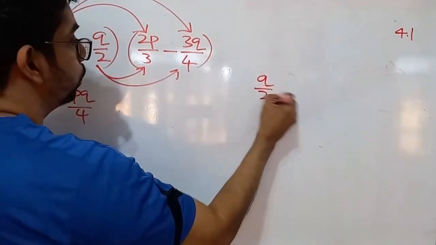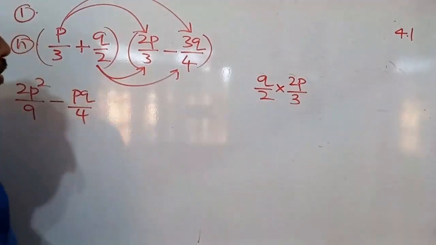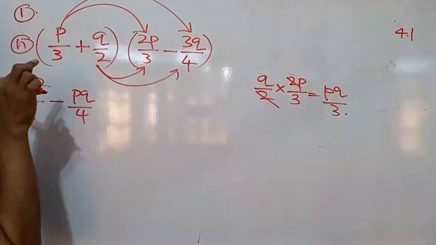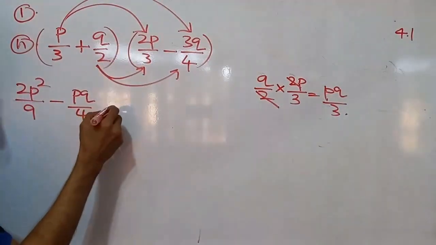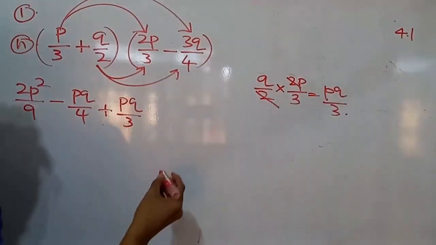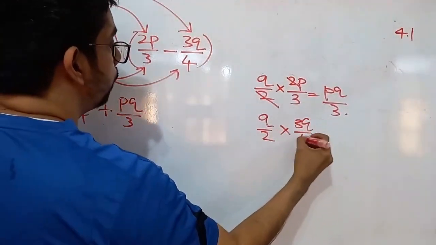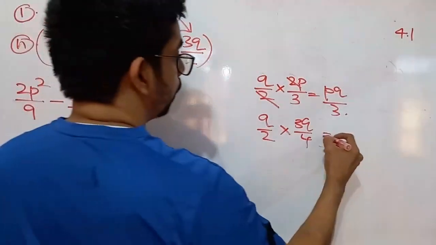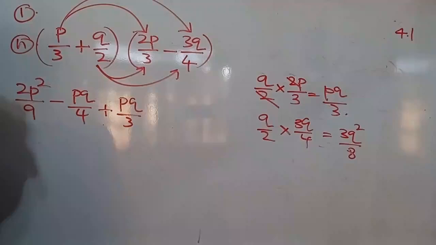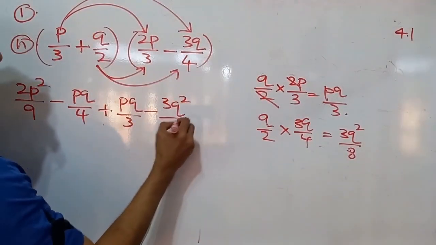Negative pq by 4. ඊළඟ මෙයාගෙන්. So q by 2 into 2p by 3. So we can cancel out the 2. So pq divided by 3. That is positive into positive. pq by 3. So that is positive into positive. That is also positive. Right. Then we have what? q by 2 into 3q by 4. So මෙතන ඉන්නේ මොකද්ද? 3q squared into 4 times 2, that is 8. But positive into negative, that is negative. So we have 3q squared by 8.